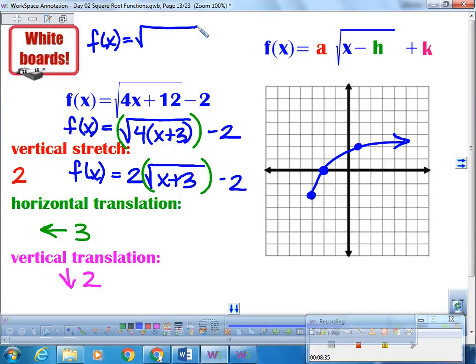So if I go over 1, so 4 times 1 is 4, plus 12. 4 plus 12 is 16. The square root of 16 is 4. 4 minus 2 is 2. So I'm correct.